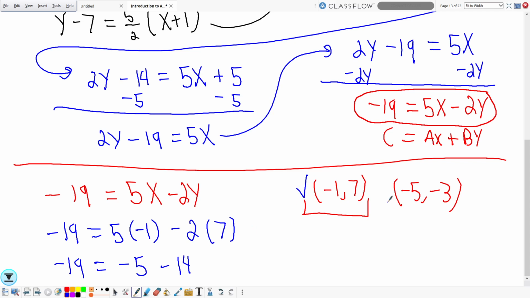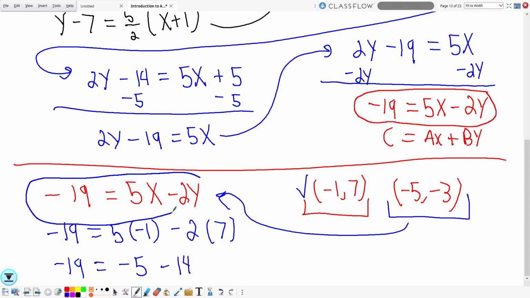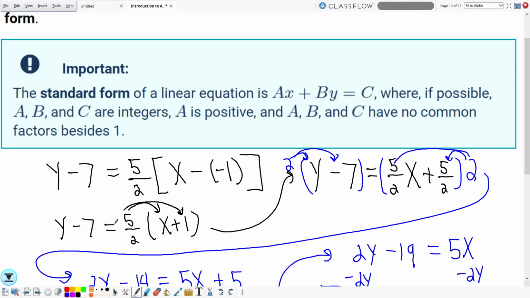And again, go ahead, leave it as an exercise to the viewer. Check this on your own. Plug this coordinate back into our original equation, and you'll see you get a valid answer to it. All right, hopefully that wasn't too confusing. We basically covered 2 different ways to write a linear equation. We got standard form, which is this one in red right here. That -19 equals 5x minus 2y. That's our standard form of our linear equation.